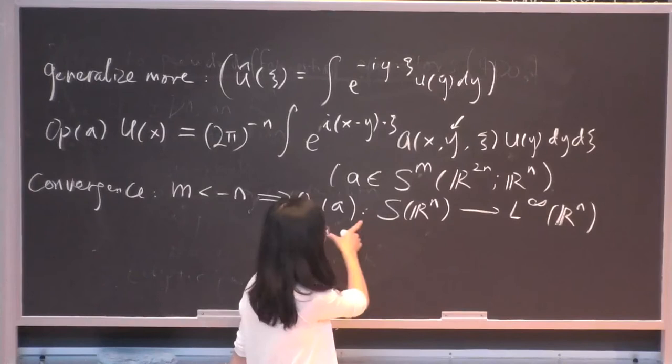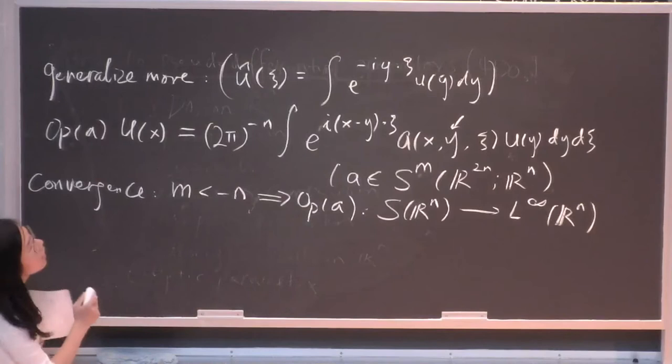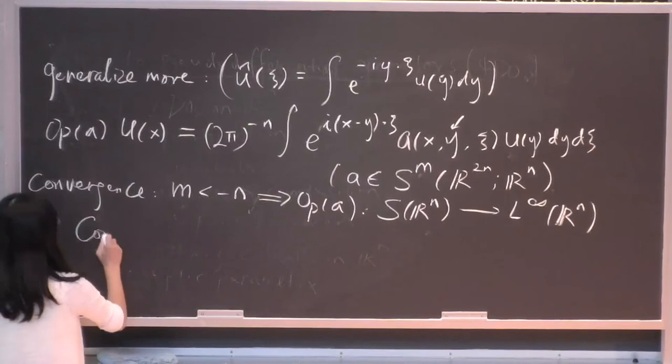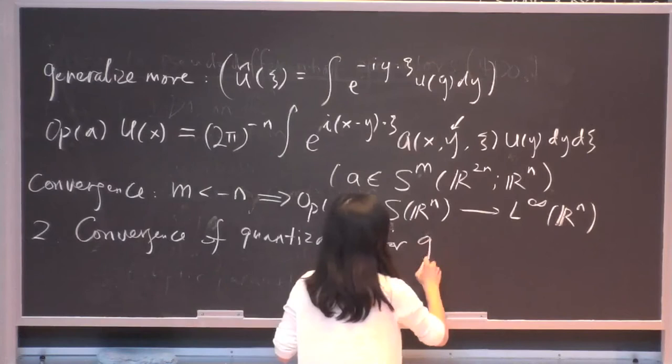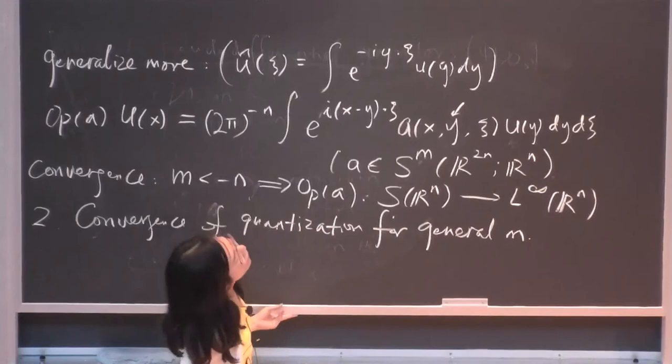Okay, now let me talk about convergence. So that's part two: convergence of the quantization formula for general symbols. And you'll see that it really is about integration by parts.